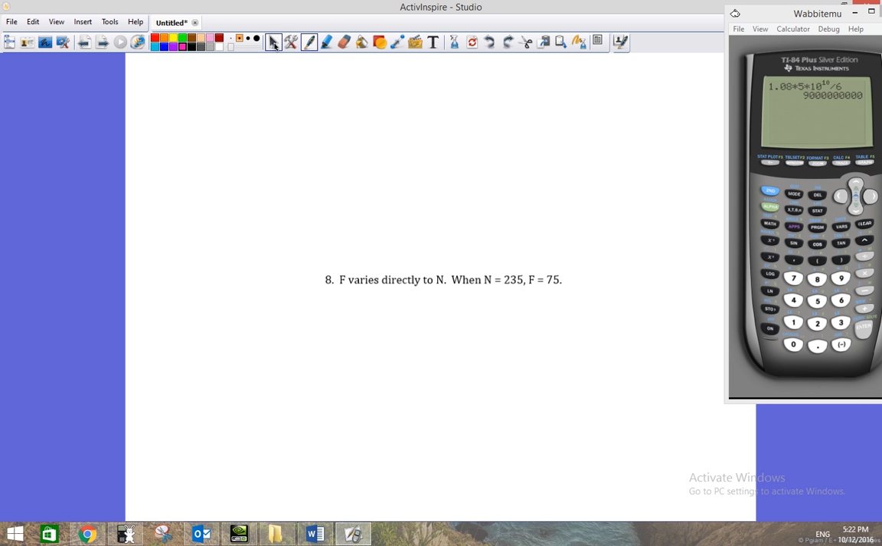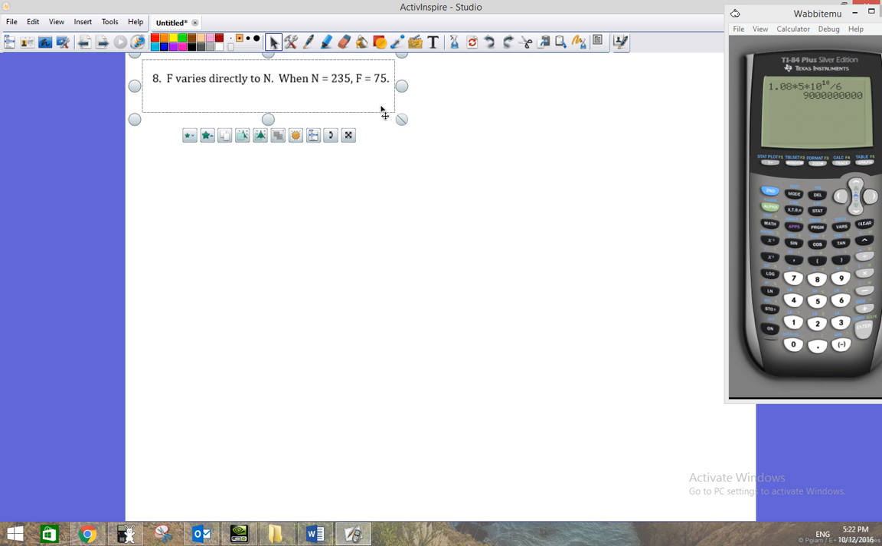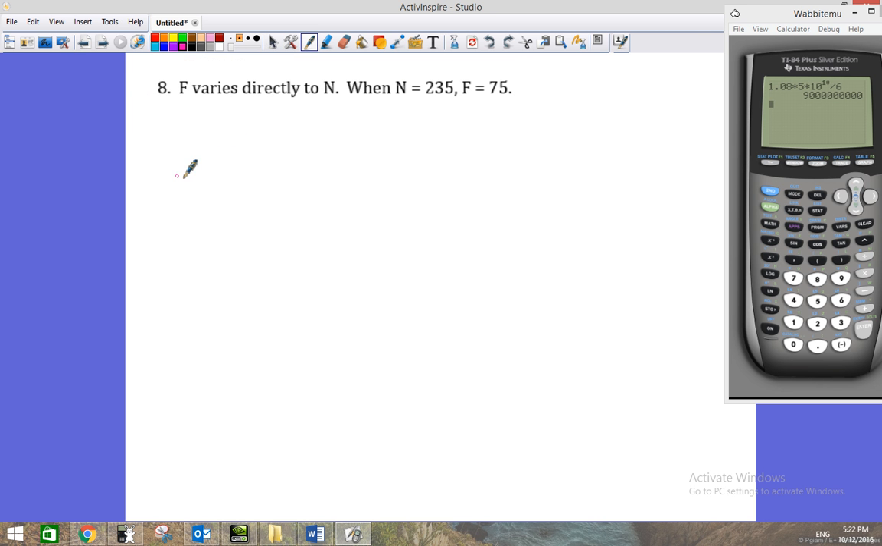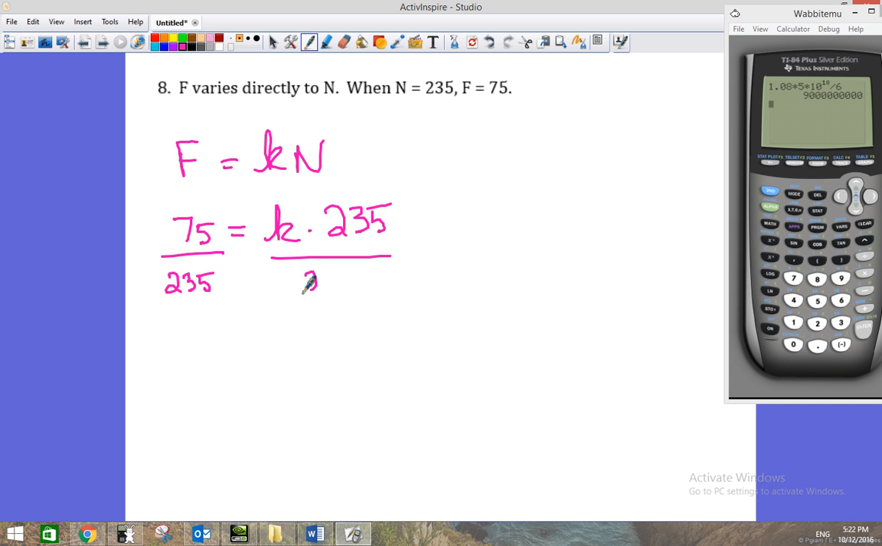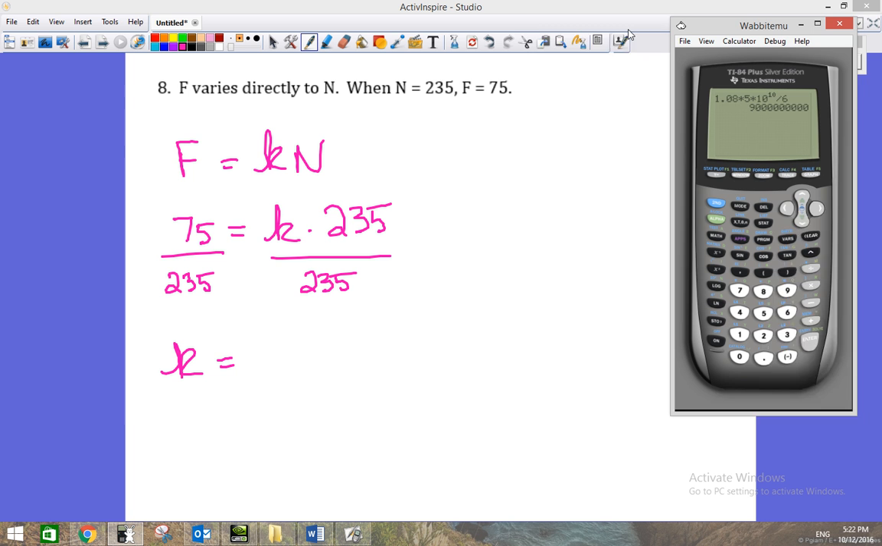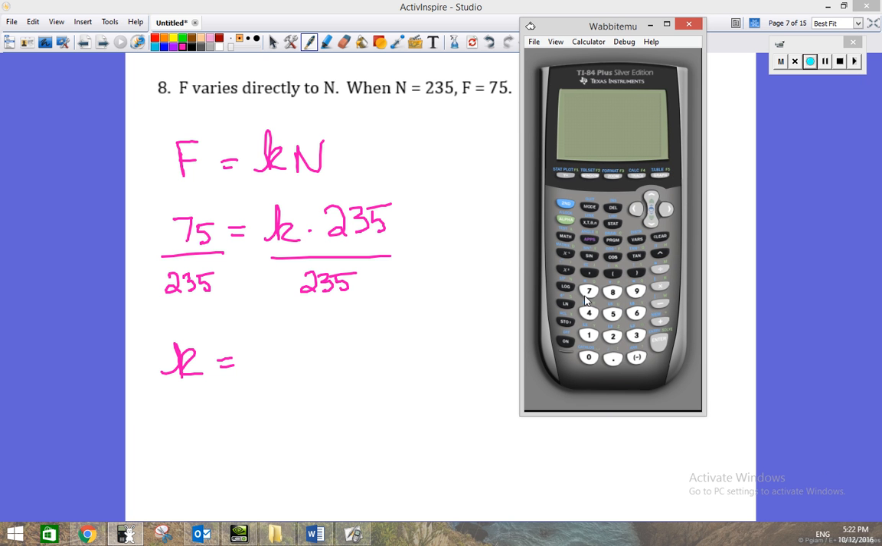Let's take a look at number 8. F varies directly with N. So now in the next sentence it gives me enough information to solve for K. So F is 75. N is 235. Let's divide both sides by 235 and reduce this fraction. So let's plug it in the calculator and let it reduce it.